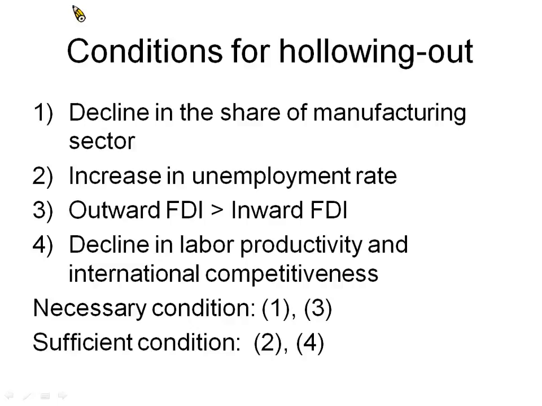Okay? And the necessary conditions are 1 and 3. You have a decline in the manufacturing sector, and then you have more outward foreign investment than inward. That's necessary, but not sufficient. Okay? And the sufficient conditions are 2 and 4. That's sufficient. So if you have 2 and 4 together, then it's sufficient to say that it's hollowing out. But if you have 1 and 3, then it's a necessary but not sufficient condition. Okay? So it tells you the conditions for hollowing out. Then let's look at Taiwan data.